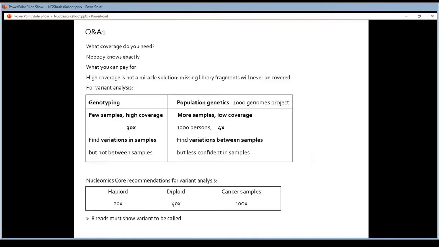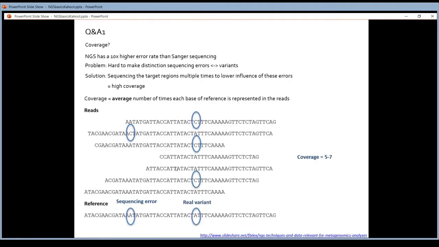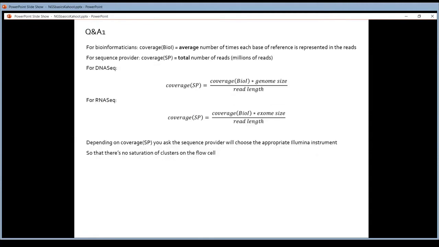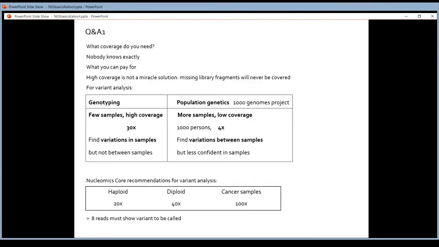Okay, so the numbers depend on which application you're going to do. You can immediately see that high coverage will be important when you want to do variant analysis, so DNA-seq for finding mutations. But even there, it depends on what exactly you want to do.